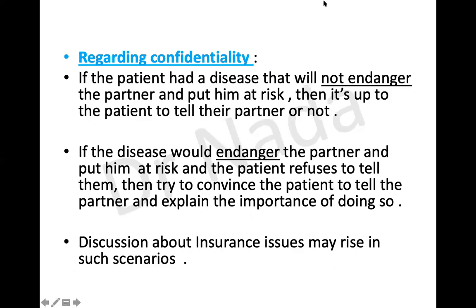So maybe discussion about insurance issues may arise in the scenarios, and that is usually the surrogate's concern, okay? If they ask, I'll tell you what to say. So here is a question.